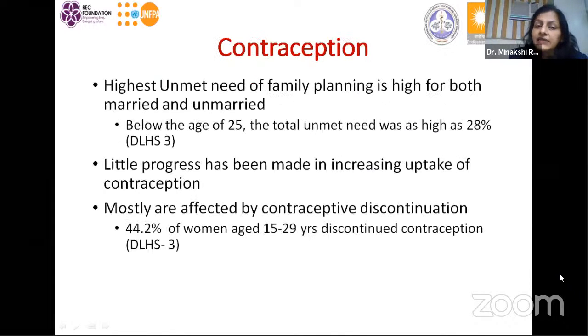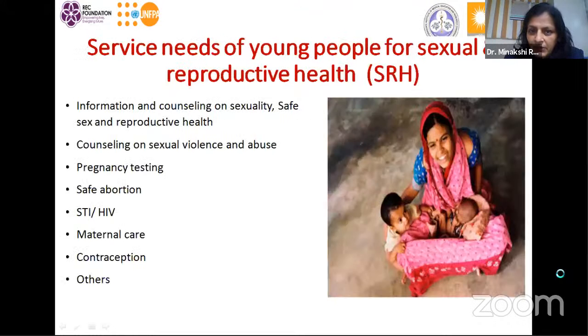The other thing is the need for contraception. As Dr. Pratima said, we have a high unmet need for this in our married as well as unmarried females. We have seen this in our household surveys also. Only a little progress has been made in increasing the uptake of contraception, and mostly it is affected by discontinuation. More than 40% of the women have discontinued, maybe because of one or more reasons.